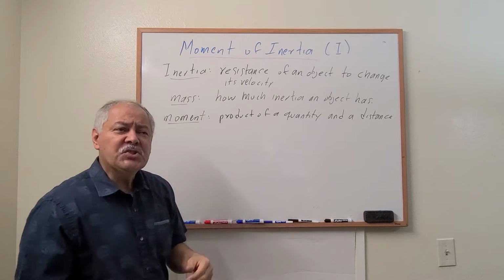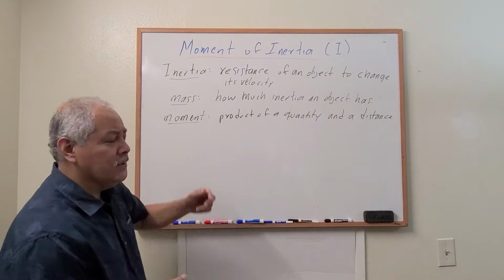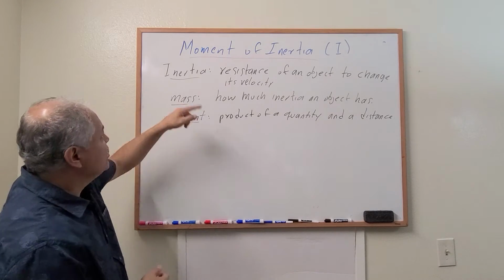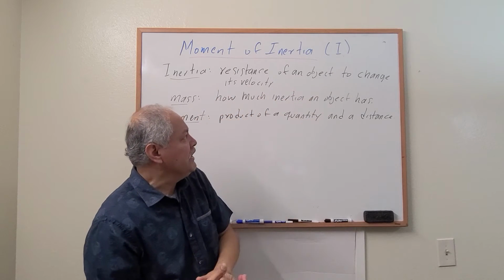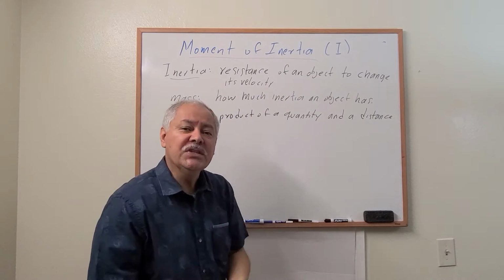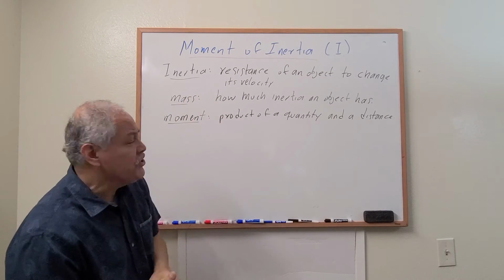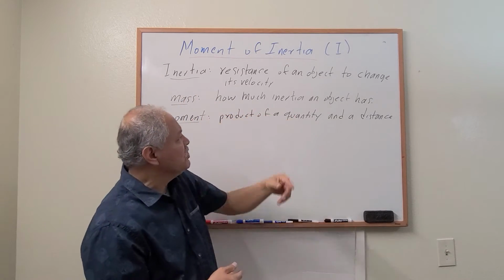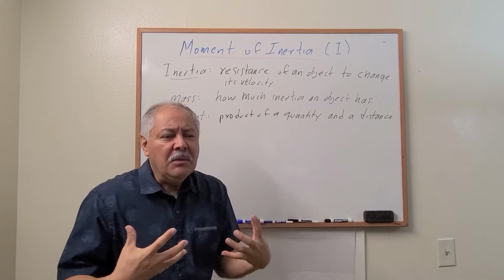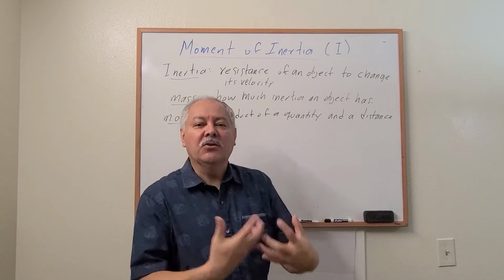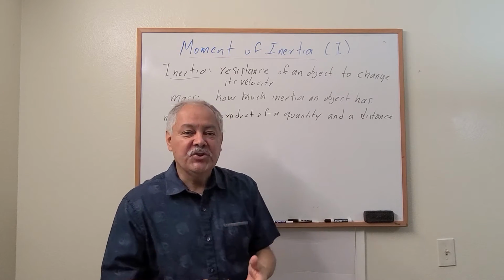From the beginning, let's try to define some concepts. Inertia, we can define it as the resistance of an object to change its velocity. We can define mass in relation to inertia, how much inertia an object has. The more massive the object, the more resistance to change its velocity. In this way, we relate mass and inertia.